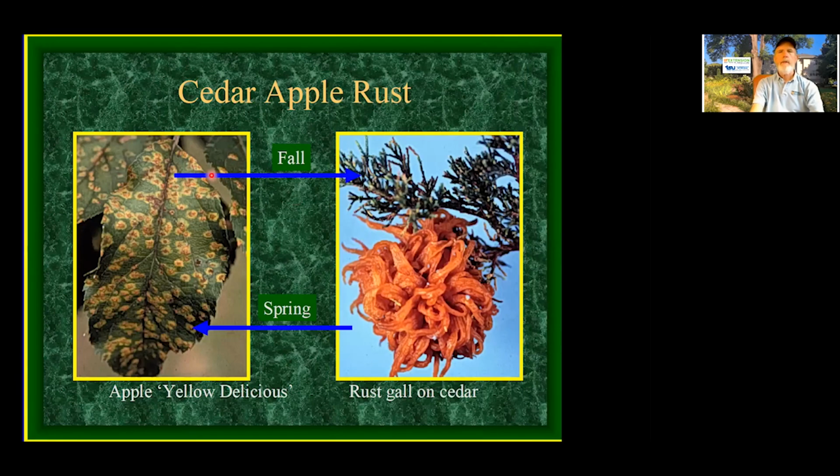This is how it works in the spring. The spore horns pop out of those little balls, and through the wind and rain they splash on apple. They'll either even get on the fruit, and in the fall, the wind will take them back to the cedar, and depending on the weather and the conditions and everything, they'll infect the fruit or infect the cedar again.